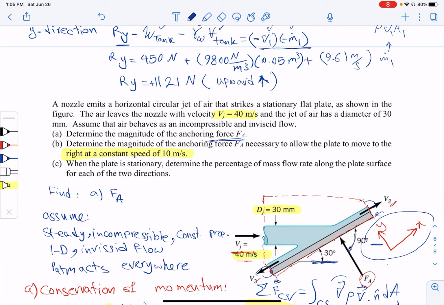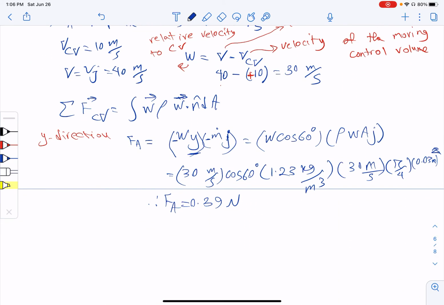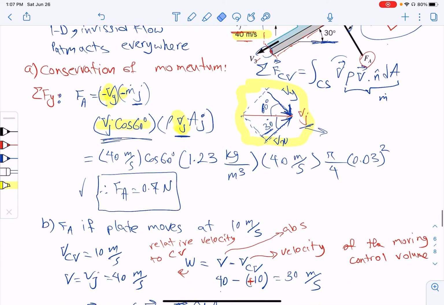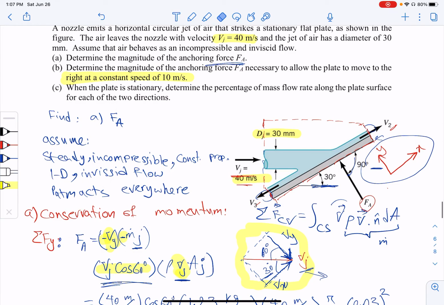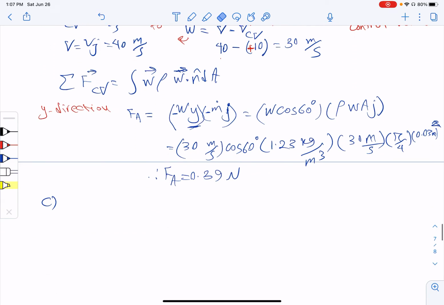Now in part C, it said that when the plate is stationary, determine the percentage of mass flow rate along the plate surface for each of the two directions, right? Now let's see how we can solve part C. So for part C, we are trying to find m dot 2 and m dot 3, right? So let's use conservation of momentum in the x direction.